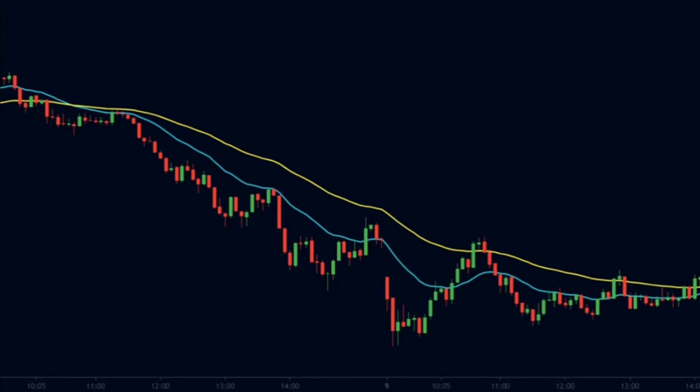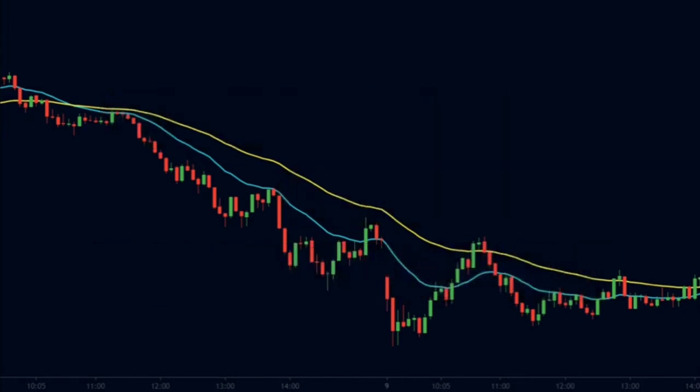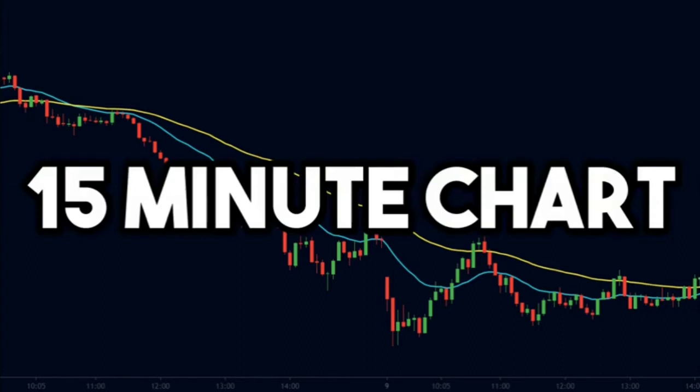Now, you can use any time frame that you want. I recommend using a 15-minute chart or a 30-minute chart. Anything above the 30-minute chart is good. But just don't go below the 15-minute time frame. Once you get really good with this strategy, you can use a lower time frame. But until then, stay with the 15-minute chart. For this video, we will stick to the 15-minute chart.